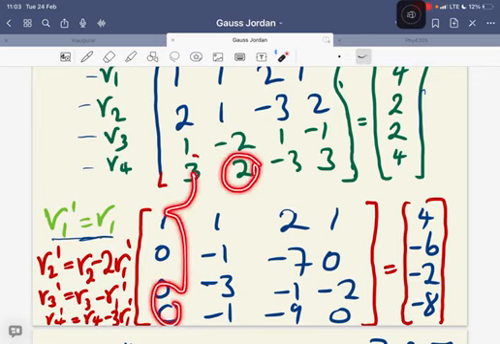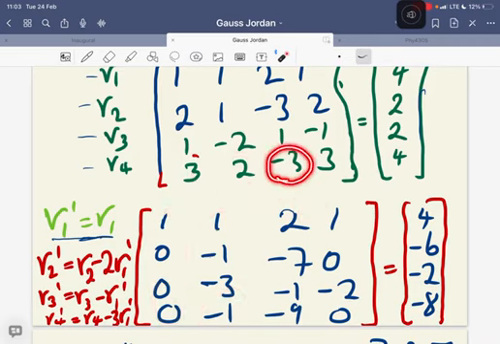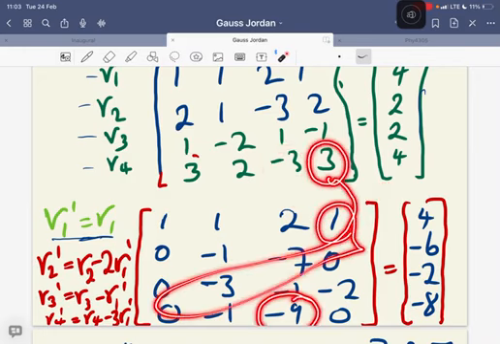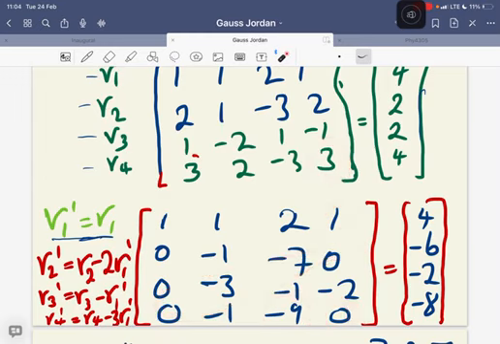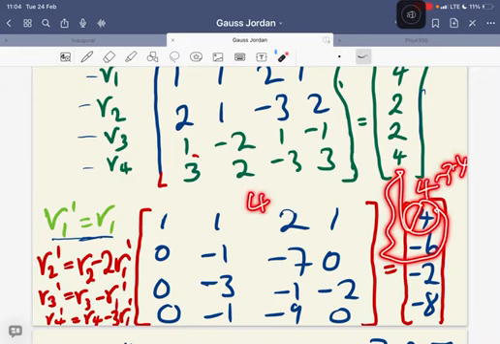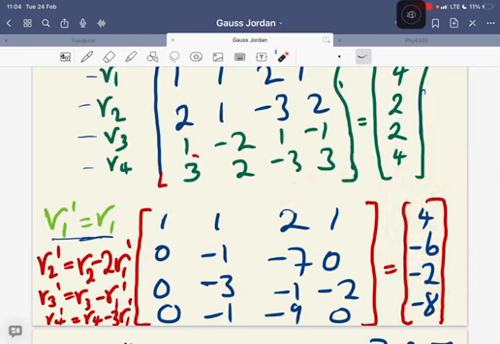2 minus 3 times 1 is minus 1. Minus 3 minus 3 times 2, so it's minus 9. 3 minus 3 times 1, 0. And 4 minus 3 times 4, so it's 4 minus 12, which is minus 8. So this is minus 8, right?